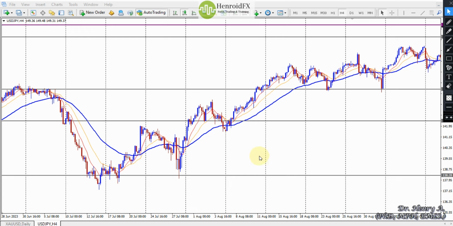So I'll see you in the next video where we shall be talking about this wonderful indicator and the advantage it brings to the table.